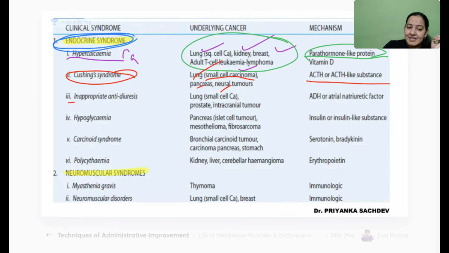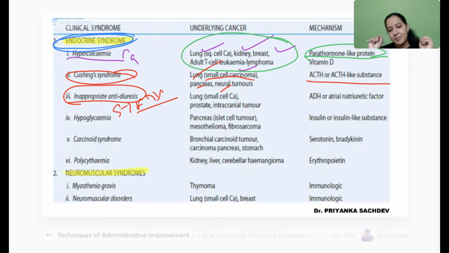Third is SIADH. You know SIADH, syndrome of inappropriate antidiuresis. It is inappropriate secretion of the ADH hormone. ADH hormone is secreted from the posterior pituitary. So the patient will present with concentrated urine, less urine, and all the water is retained in the body. So the volume in the blood will increase, and the osmolarity of the blood will decrease. These are the symptoms of SIADH.